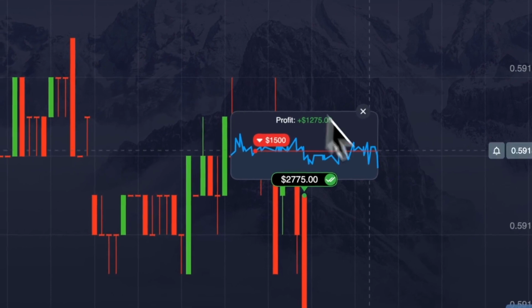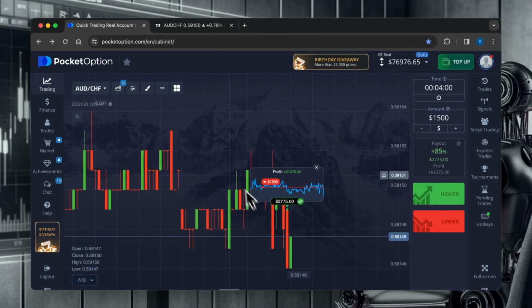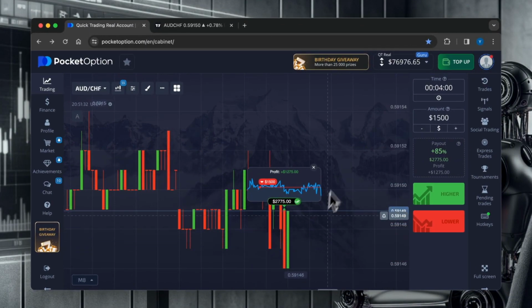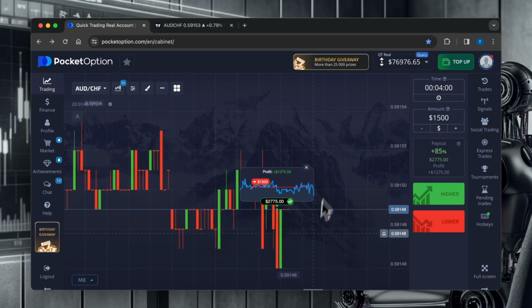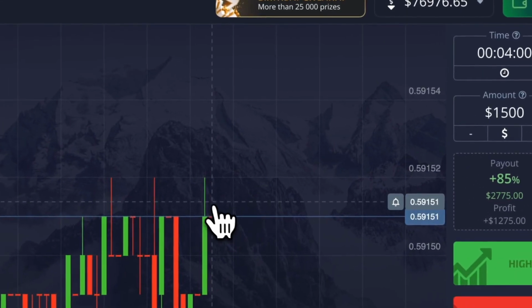So, the second transaction ended with a great result. The account received $1,275. The total profit for 2 deals speaks for itself, $1,920. In just a few minutes. My analytics and my signals proved to be accurate.